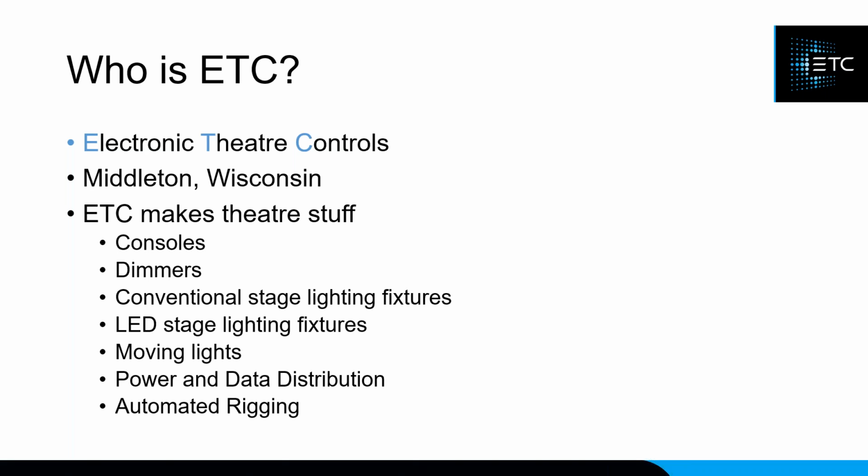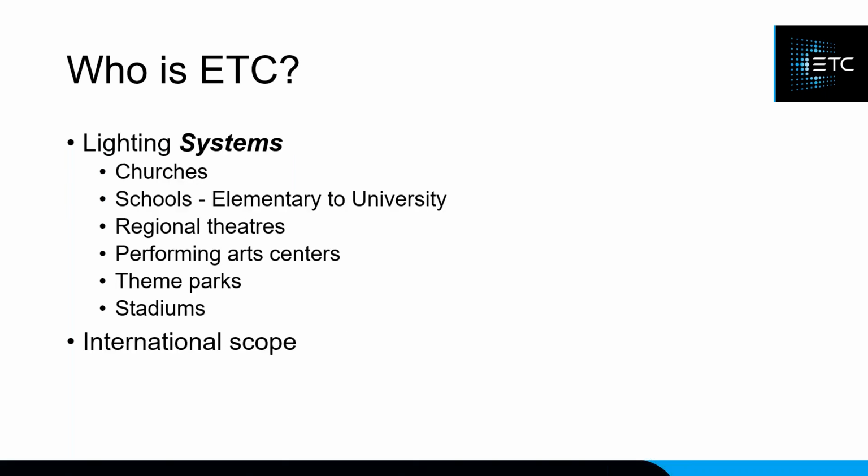And we make theater stuff, to put it quite simply. We make the consoles, the dimmers, the conventional fixtures, the LED stage lighting fixtures. We make house lighting, moving lights, all the stuff in the middle, and we also make rigging systems. So we are a full service manufacturer of all this wonderful equipment that goes into theaters. But more importantly, for the context of today's presentations, we do systems.